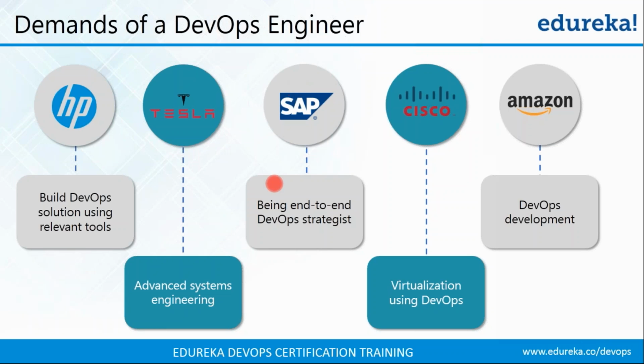Similarly with SAP, they want a DevOps engineer to be an end-to-end DevOps strategist. They want the DevOps engineer to plan everything and make a proper strategy, in order to achieve agility, reliability, and everything else that DevOps brings you. Similarly with Cisco, they want a DevOps engineer for virtualization using DevOps. Now whenever you talk about virtualization, the tools that actually come to your mind are Docker and Vagrant. So Cisco wants the DevOps engineer to include these kinds of tools for virtualization. And with Amazon, they want the DevOps engineer for DevOps development. Now Amazon actually provides you with DevOps services, so obviously they want the DevOps engineer for DevOps development.